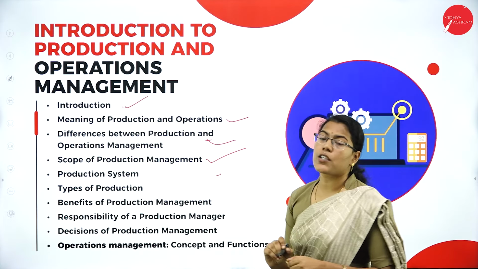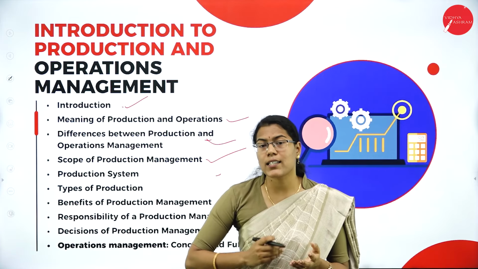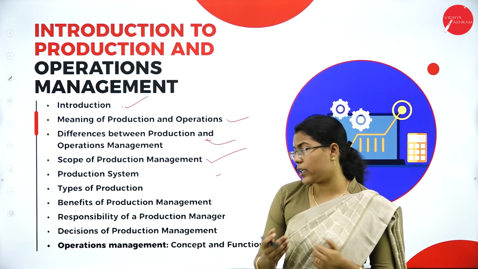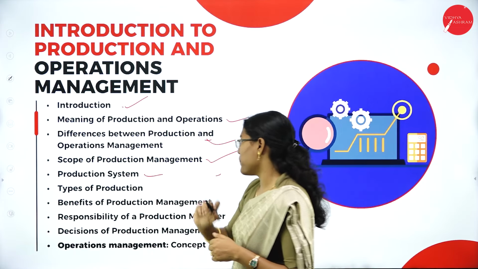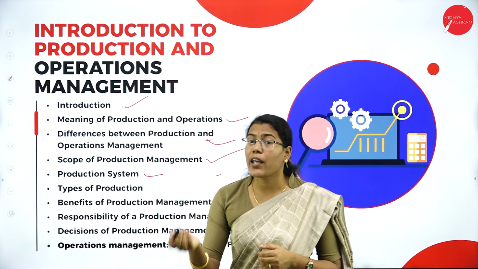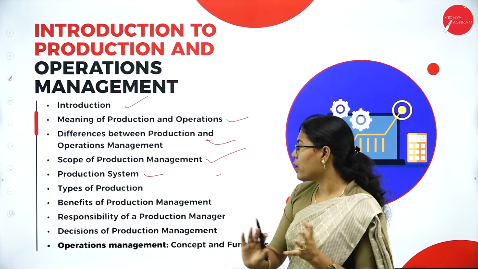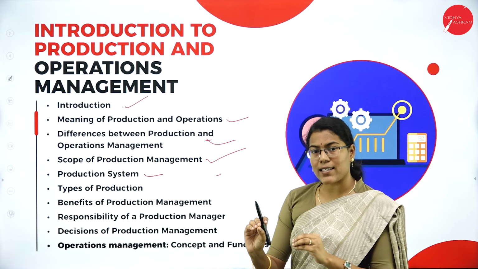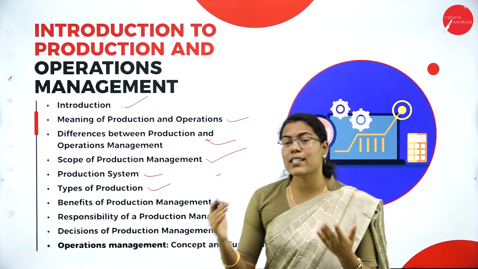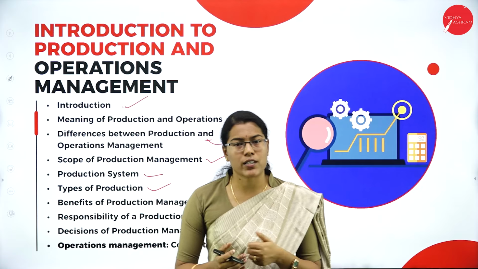Then the scope of production management consists of planning, organizing, staffing, directing and controlling the activities of production in the organization. Production system. Here we will be learning production as a system. So it's a framework for producing and delivering goods and services. So here we'll look at production as a system. Types of production. It consists of various types like job production, mass production or batch production, etc.